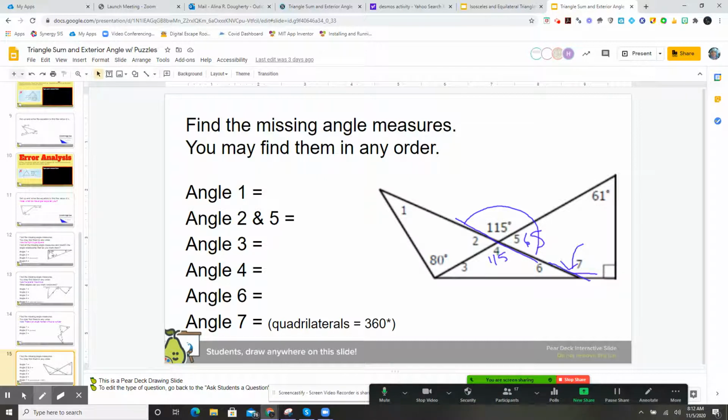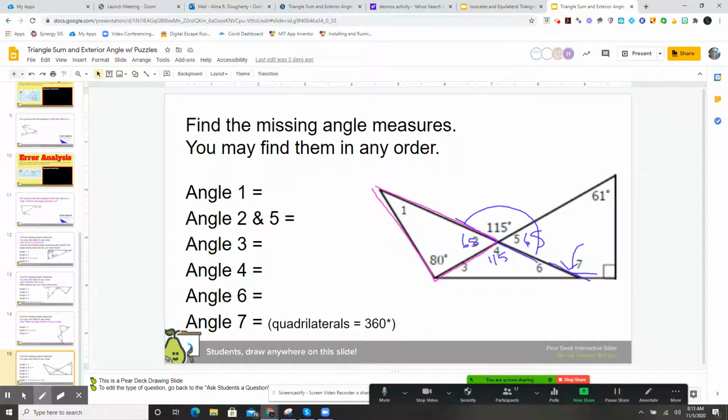Can we finish out that circle? If I know 115, 115, 65, what's angle 2? Also 65. Okay. What's another angle we could find? 1. So that makes a triangle. So what's angle 1? Don't wait for somebody else to do the work. If you know 80 and 65, what's angle 1?